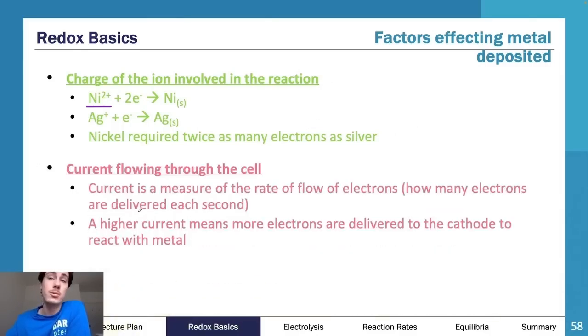The current flowing through the cell, we discussed already. If we increase the current, we're going to get more electrons, because current is essentially a measure of the rate of flow of electrons. More electrons means more metal being deposited, and a higher current means more electrons are delivered.